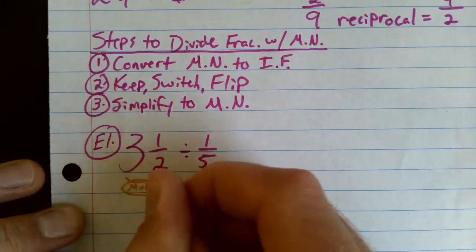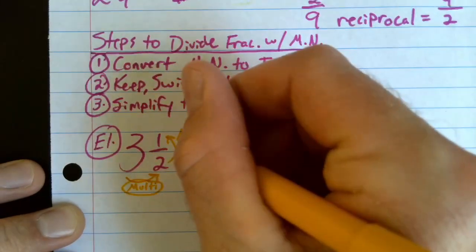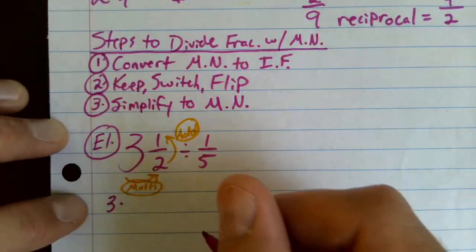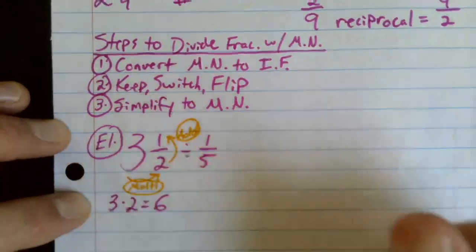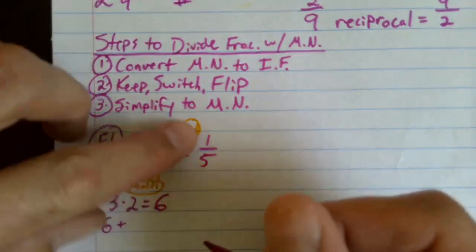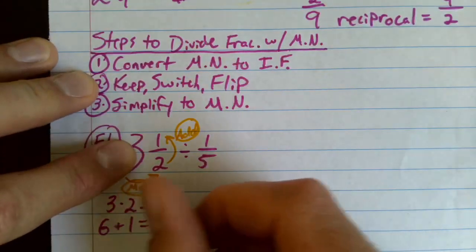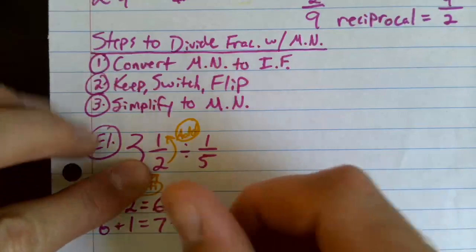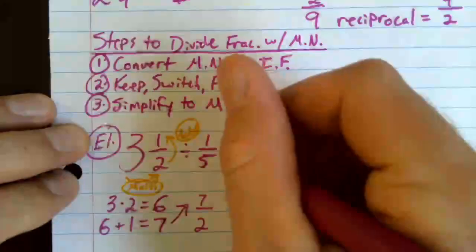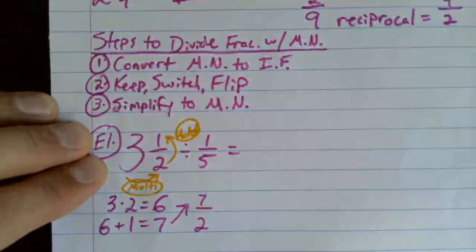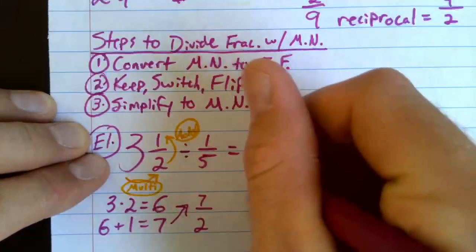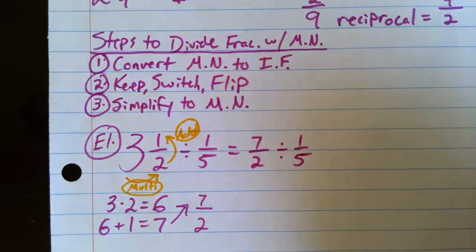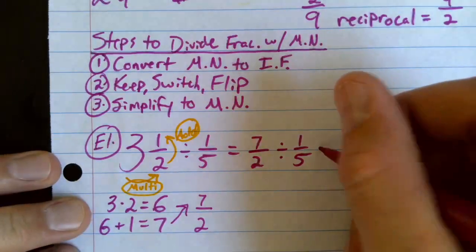So just write multiply, draw your arrows. All right, and then write add. We know that we must multiply our whole number 3 times our denominator, which is 2. And that gives you 6. Then we take that number 6 and we add it to our numerator, which is 1, and that gives you 7. So now our improper fraction is 7 over your denominator, 2. So let's just rewrite this problem. So we have 7 over 2 divided by 1 over 5. Step 1's complete.